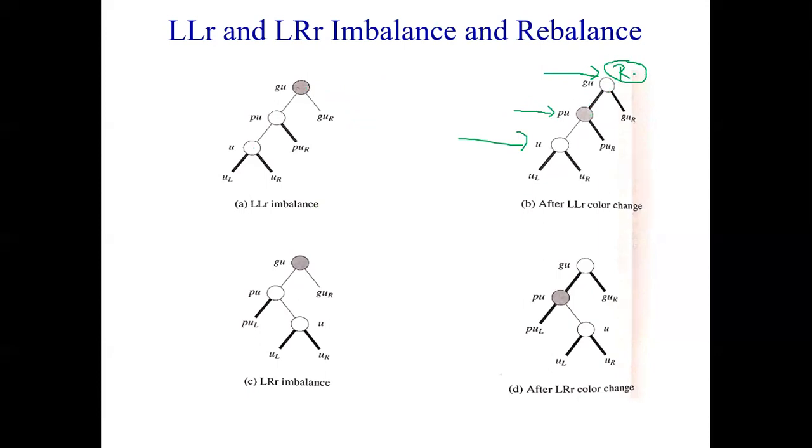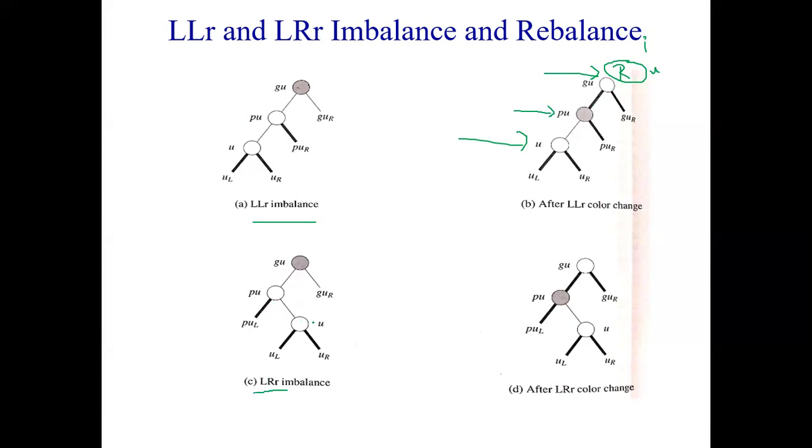If it is not a root node and you are making it red, then you have to check again. What you have to do is make this the new node U, its parent as PU, and that's grandparent as GU, and once again those steps you have to repeat. Okay, so this is the procedure for LLR imbalance. Next is LR imbalance.